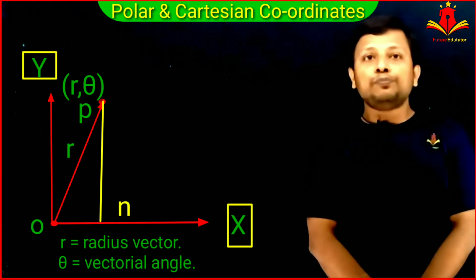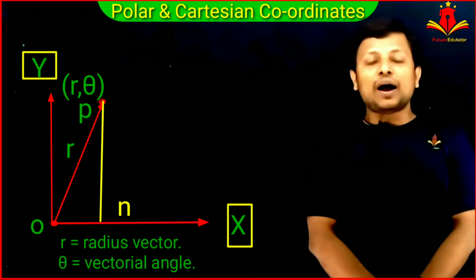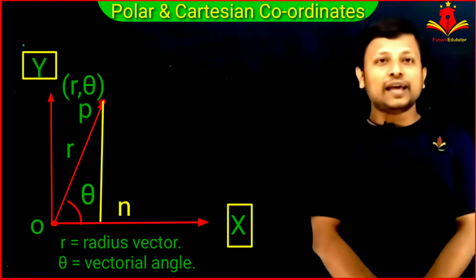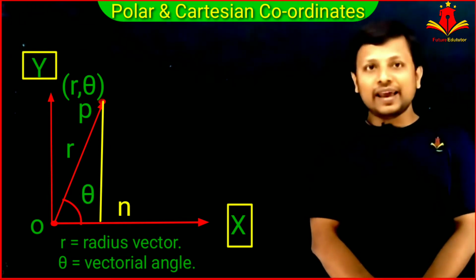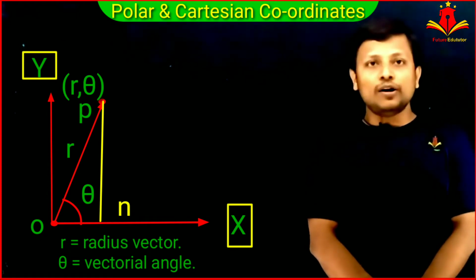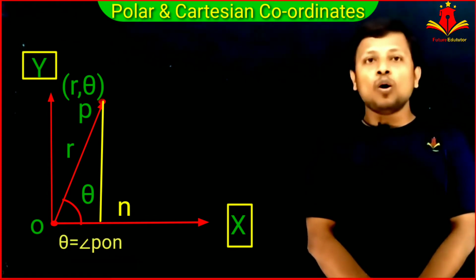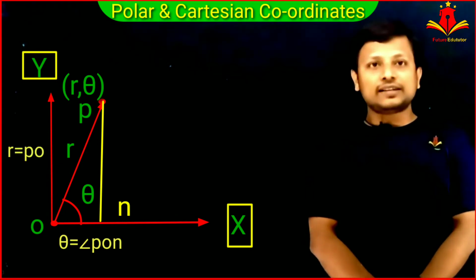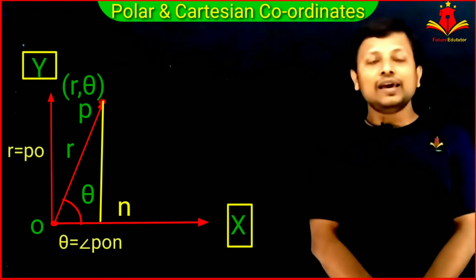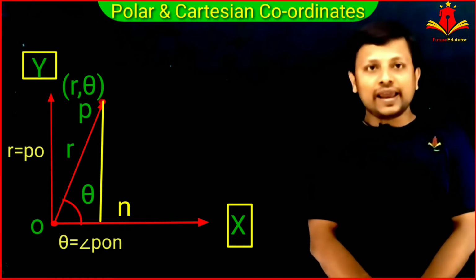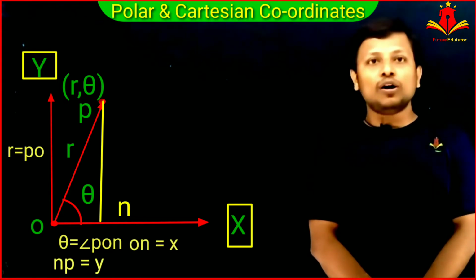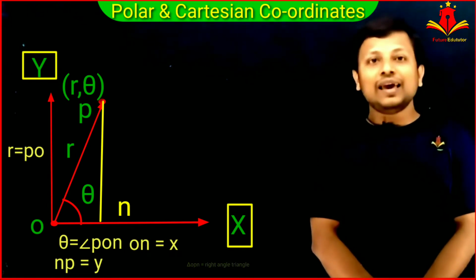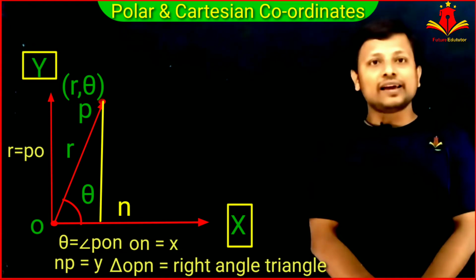Let PN be the perpendicular on the x-axis, and theta be the angle PON. The angle PON equals theta, and the distance OP is r. We take the Cartesian coordinates of the point P as (x, y), so ON equals x and NP equals y. So OPN is a right angle triangle.